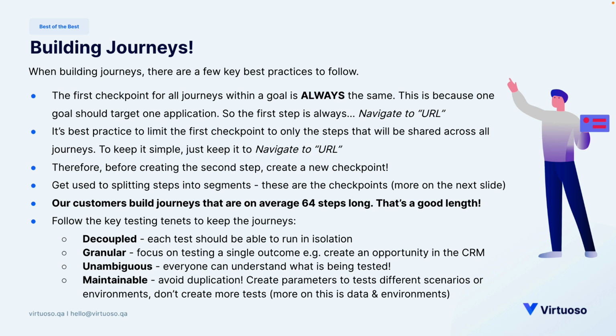Now, when building journeys, there are a few key practices. The first is that the first checkpoint in the journey is always the same. This is because the goal should be targeting one area of an application, so the URL is always going to be the same. Navigate to the URL. It's the same across all journeys in the goal. So it's best practice to ideally only have the most common steps in your first checkpoint, those that will be shared across every journey within that goal. I'd say to keep it simple, just have it navigate to the URL.